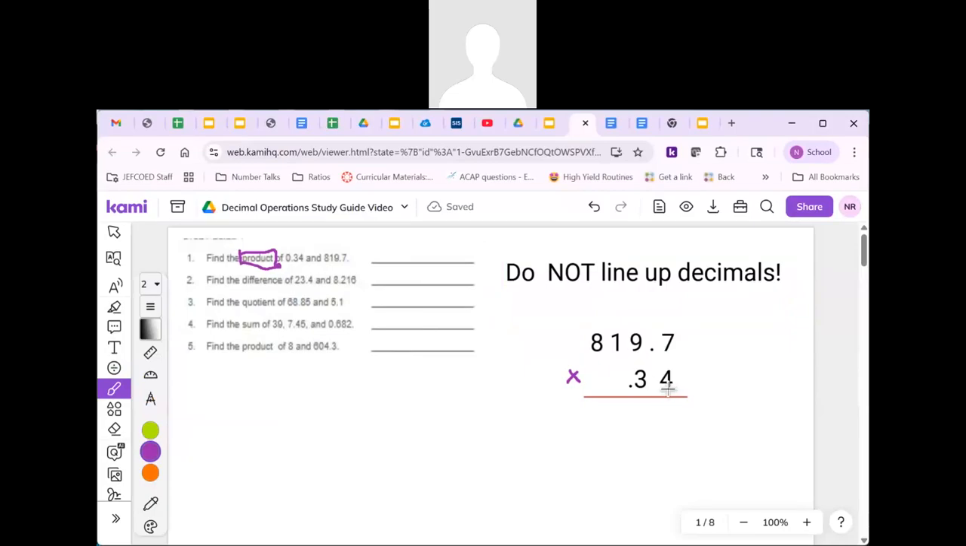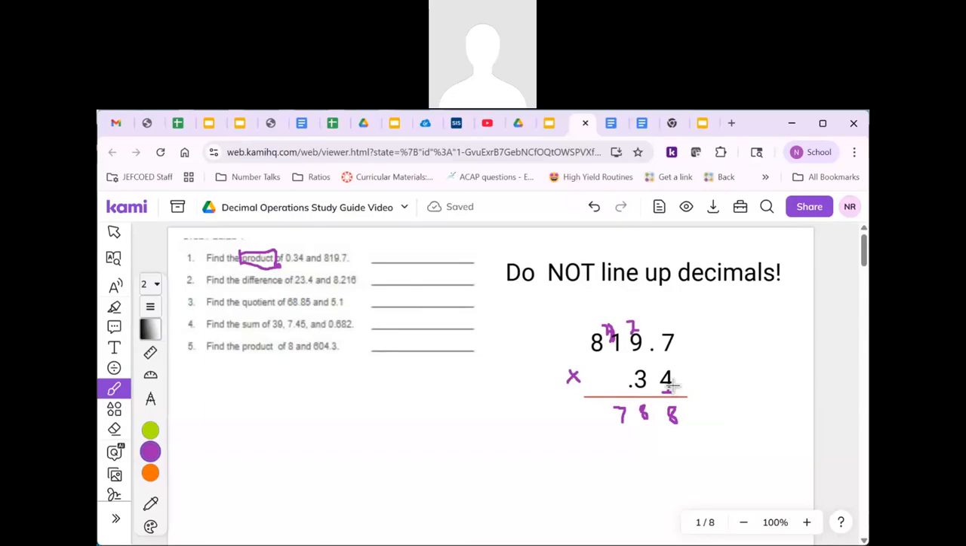I start with this first number here in the right hand place and I multiply it times every single digit. Remember? So I'm going to go fast because we've already done this. So this should be 28, regroup 2. 4 times 9 is 36, plus 2 is 38. Keep 8, regroup 3. I am still, oh, that's supposed to be a 3. I'm still multiplying by 4. 4 times 1 is 4, plus 3 is 7.